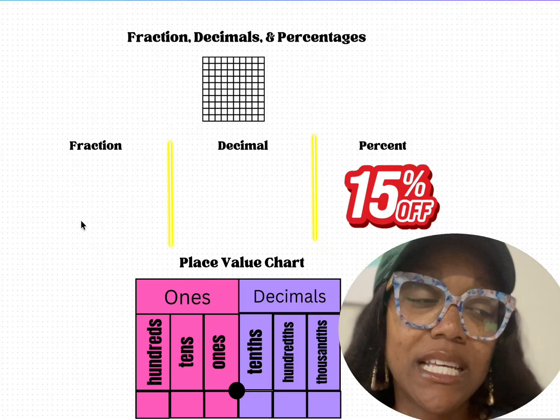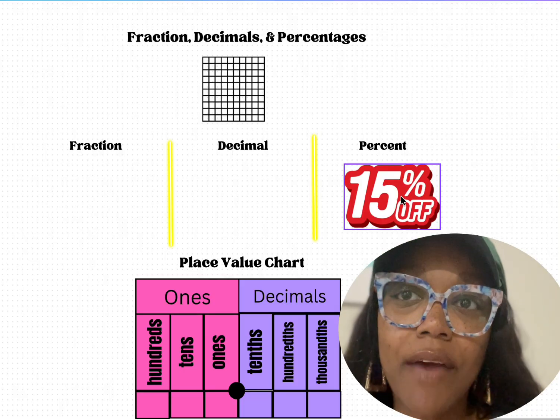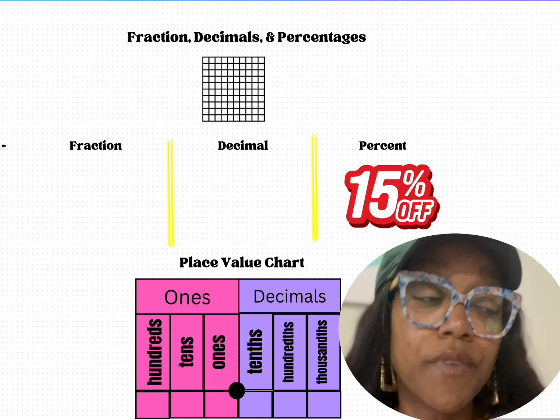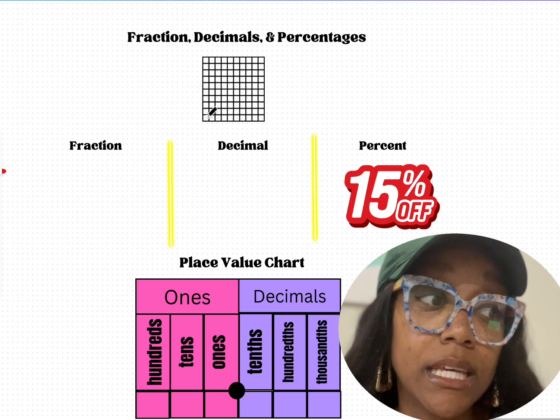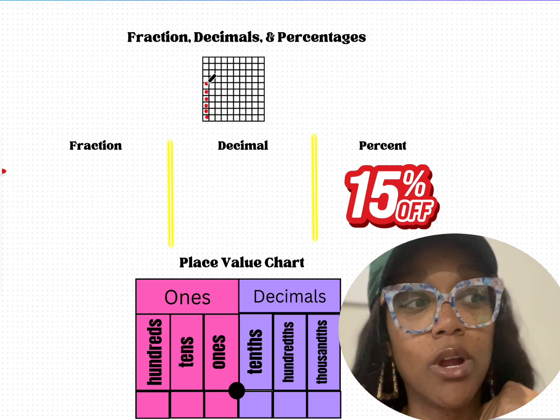Okay, for our percent, it says 15% off. So we want to represent that 15%. So how many would I have to shade in for my hundreds grid? I need to shade in 15 of them. So I need a whole row. So that will give me 10. And then I will need to shade in 5 more after that.